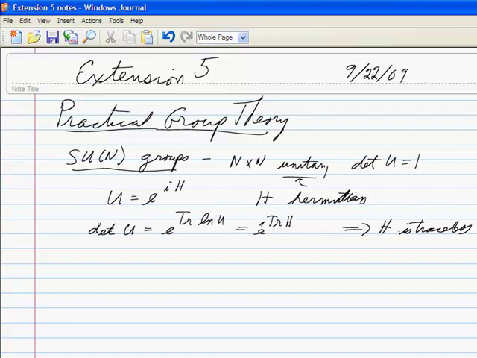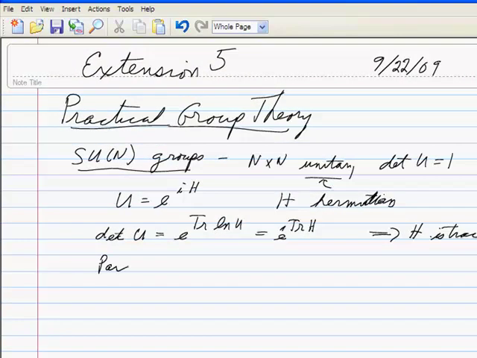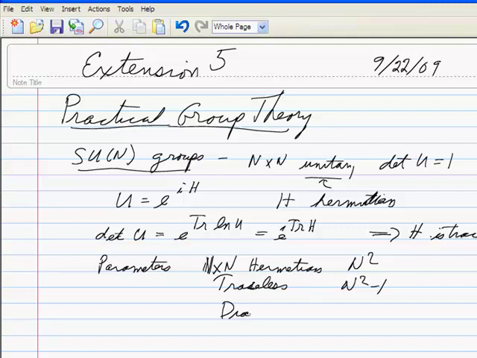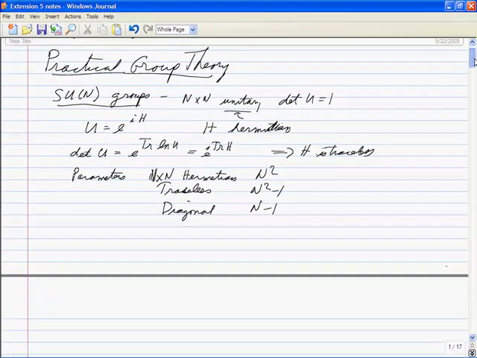So if we count the parameters, H is an n by n Hermitian matrix, which has n squared parameters. With the trace condition it is n squared minus 1, and of the diagonal elements, you can make n minus 1 of those be diagonal. So that's the basic counting. Nothing fancy there.